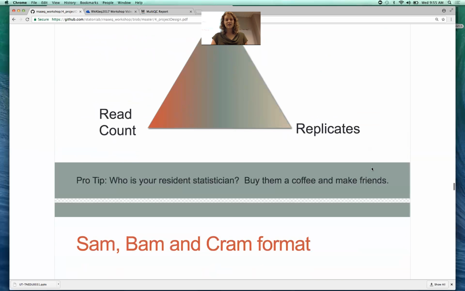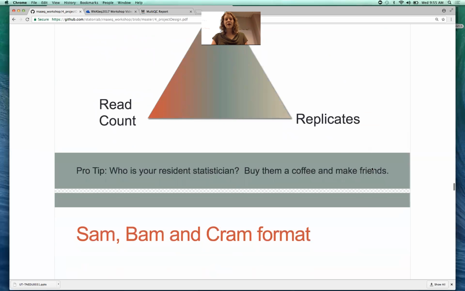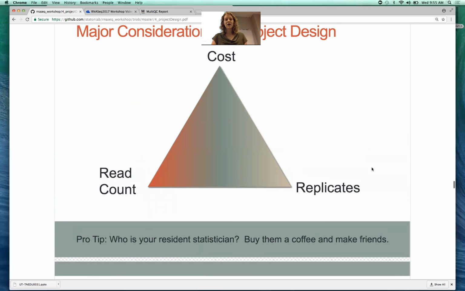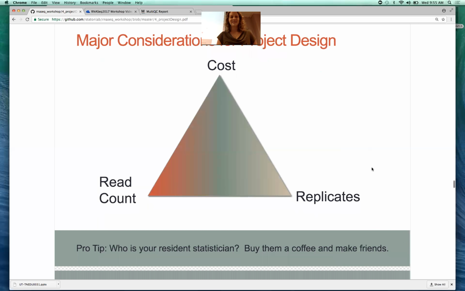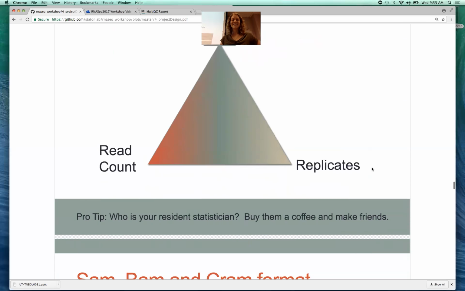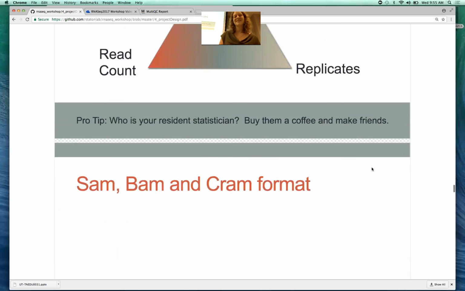All right. So do you guys have any questions about cost, read count, and replicates, and how to balance them? No? Vitaly was the person who would start all the conversations, and now that he's gone, it's a very quiet class. Y'all should jump in there and let me know if you don't understand something.